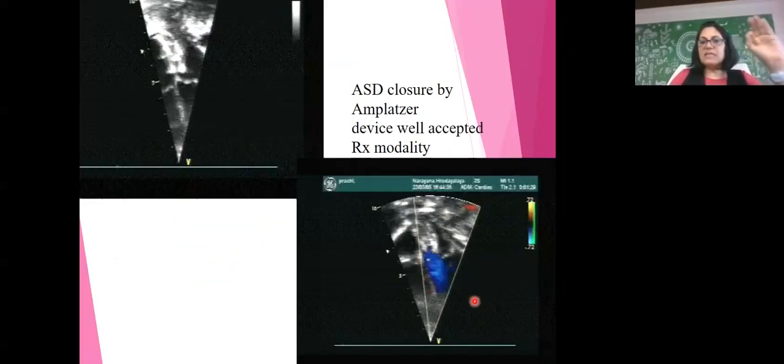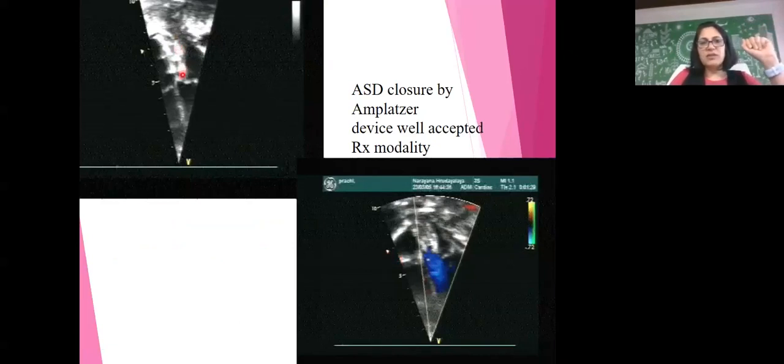Now, device closure is very well accepted, this is not experimental. I trained in the US at Yale University. I did my pediatric cardiology in 1995. So in 1995, we had started doing device closures. So that is now 25 years of device closure. It is not experimental. It is approved by FDA. And there have been millions of devices put into patients all over the world, including lakhs of them in India every year.